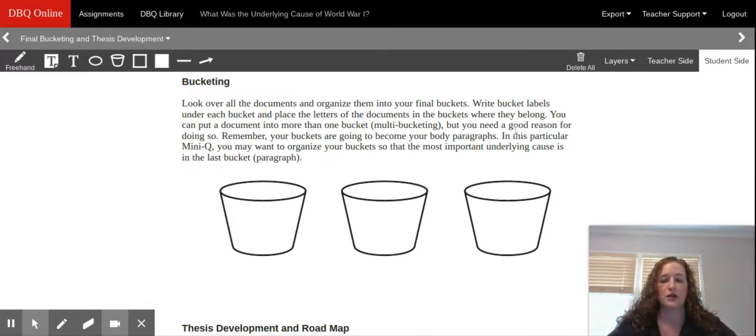And again, these buckets are just categories of how you can talk about each one in different paragraphs. So you want to start looking at your documents and try to determine which ones have things in common and which ones are going to work well together when you're talking about them. So for this one, I'm going to show you my teacher side because I want you to see something that's already completed.